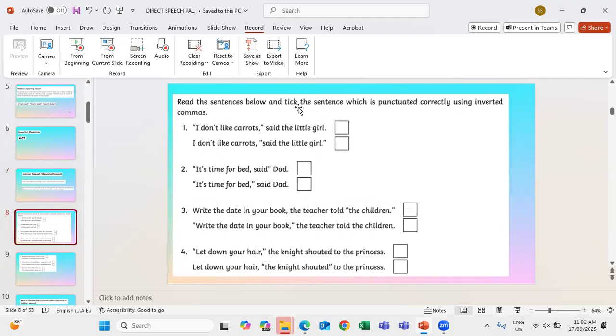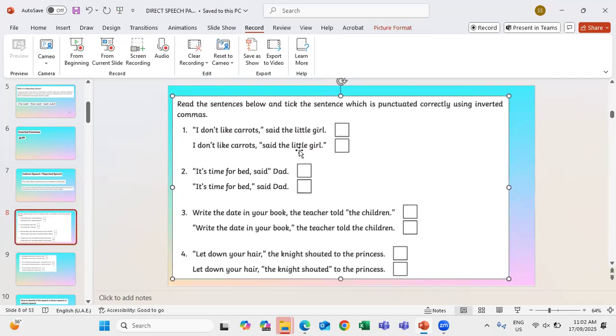Read the sentences below and tick the sentence which is punctuated correctly using the inverted commas. First of all, the purpose of inverted commas is to show direct speech. Whatever we have said should be in the inverted commas. "I don't like carrots," said the little girl. These are the spoken words, exactly spoken, so they are enclosed in the inverted commas. And the second one is, I don't like carrots, said the little girl.